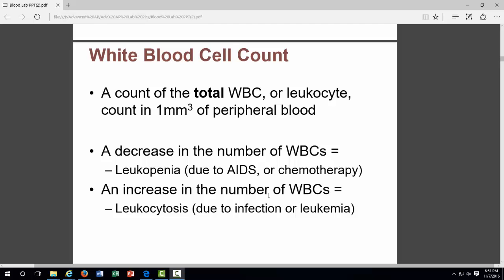If it's less than 5,000, so the range for white blood cells is 5 to 10,000, and if it's less than that, we call that leukopenia. So if a person has an immune disorder where they're not able to fight off infection, like in the case of AIDS, where the number of T cells goes down because of the HIV infection, that would cause leukopenia. Or chemotherapy. When you're trying to cure leukemia, you're going to kill the healthy white blood cells along with the cancerous ones.